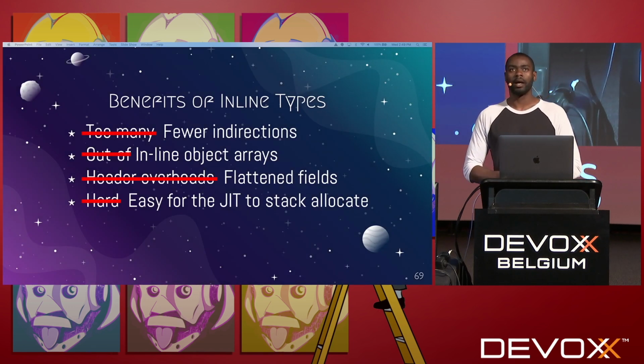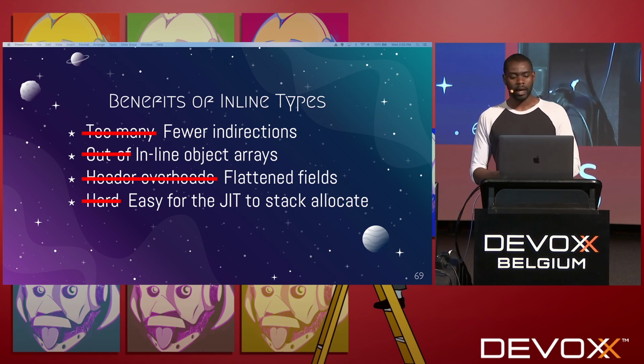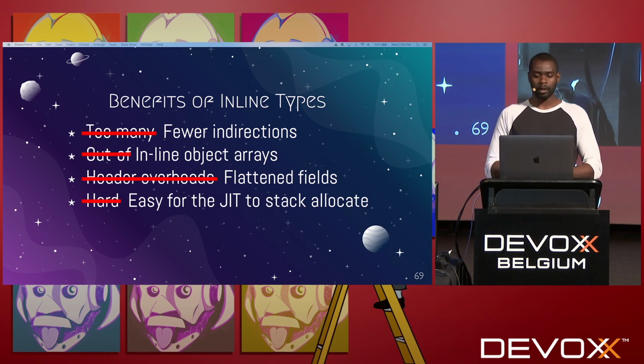So to summarize, with inline types, there are fewer indirections, and this is because you have inline object arrays and inline fields, and it's easier for JITs to stack allocate because inline types don't have identity. So this makes the world a much better place and Java performance a lot better.